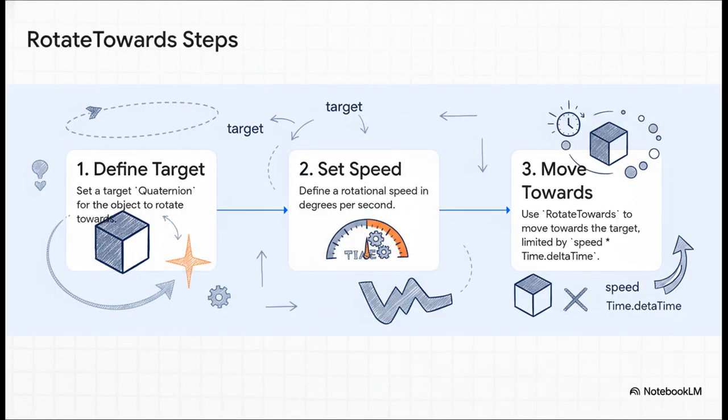RotateTowards needs 3 things. First, where are we starting from? That's our current rotation, transform.rotation. Second, where are we going? That's our target rotation. And third, what's the fastest we can move this frame? That's speed times Time.deltaTime.